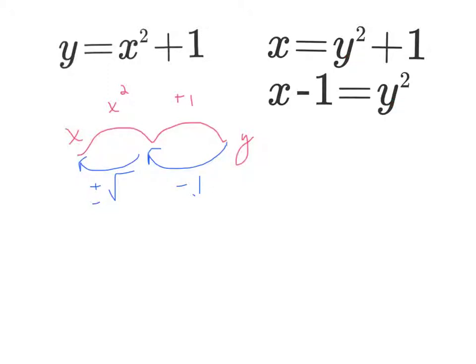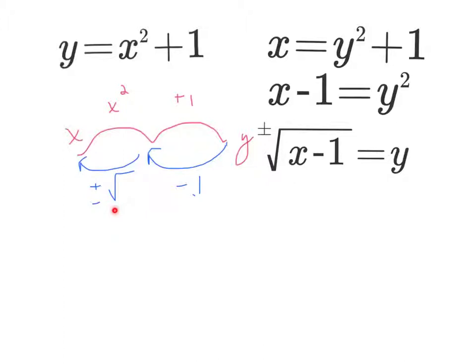Our first step is to subtract 1, and so we're going to subtract 1 from both sides. And then our next step is going to be to take the positive and the negative square root of x minus 1. And you can see that this matches our diagram where we're first subtracting 1 and then taking the positive and negative square root.